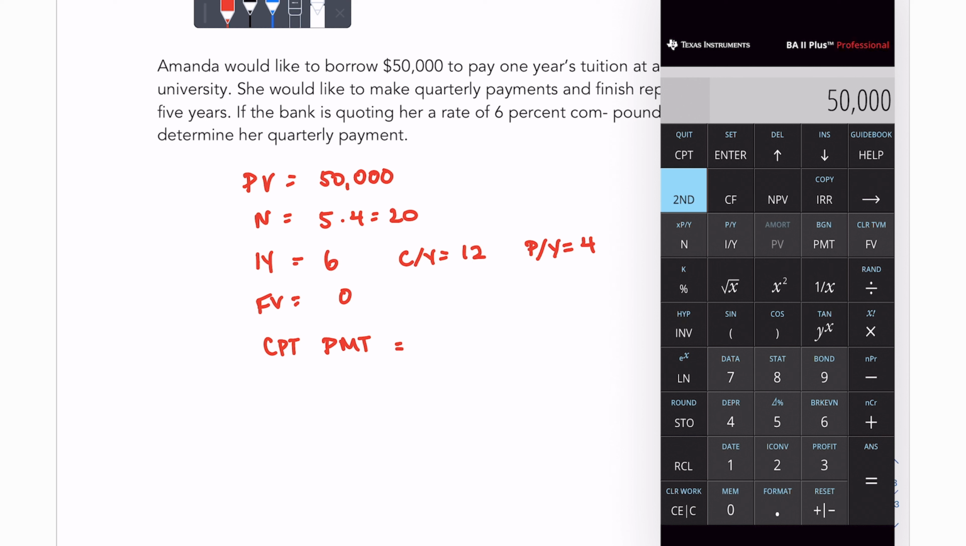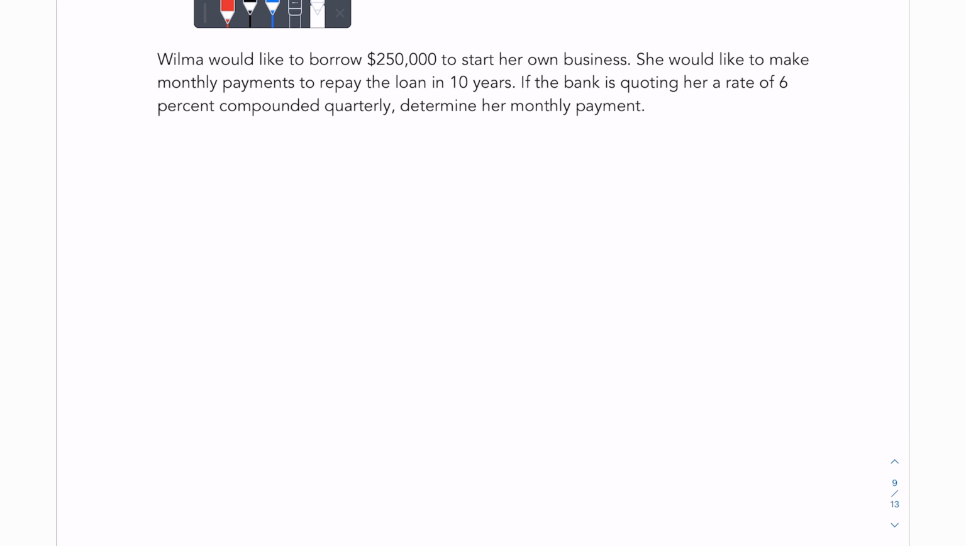So 50,000 present value, 20N, 6IY, PY is 4, CY is 12, 0 future value, compute payment. $2,914.44.